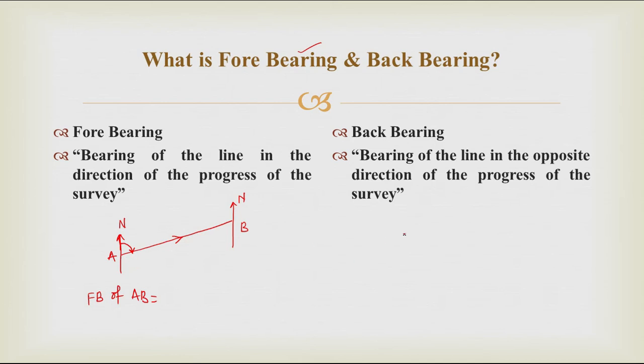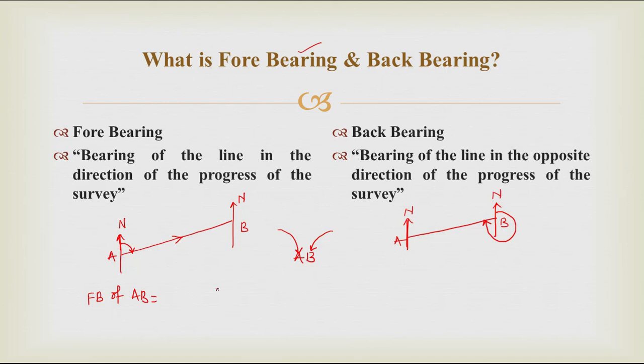Now let's say back bearing. When you want to find out the back bearing of line AB, how are you going to find out? In the opposite direction of the progress of survey. Our direction of progress of survey is AB, so the opposite direction will be BA. So we have to find out the angle made by this line at B. Please remember, whenever there is a line called, let's say, AB, fore bearing is the angle made by that line at A, and back bearing is nothing but the angle made by that line at B.